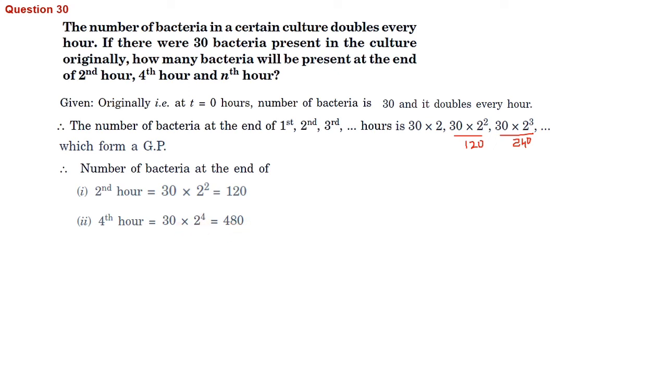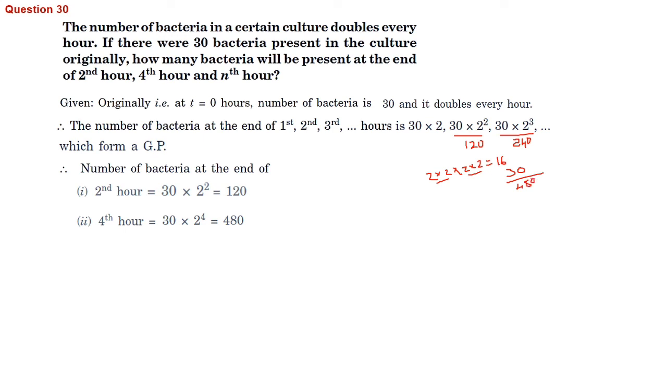2 power 4, if you multiply and check, 2 into 2 into 2 into 2. That means we will be getting 2 into 2 is 4, 4 into 4 is 16. Okay, we will be getting 16. Then 16 into 30, when we multiply, we are getting 480. This is the answer.